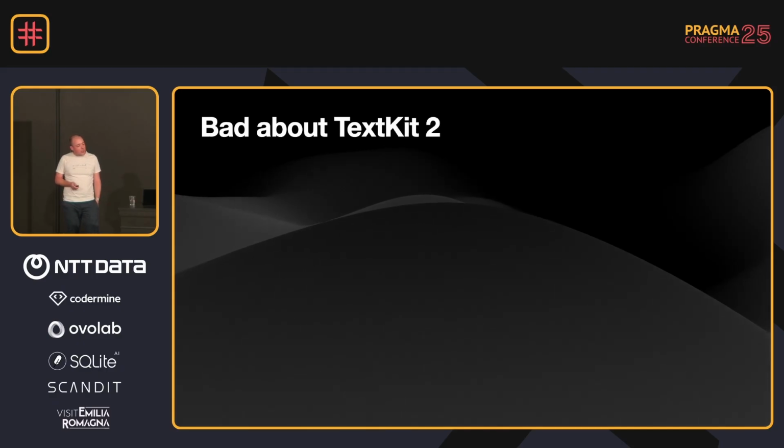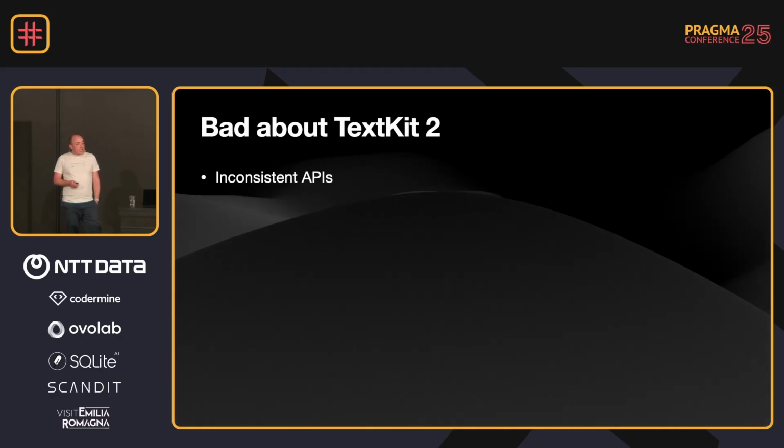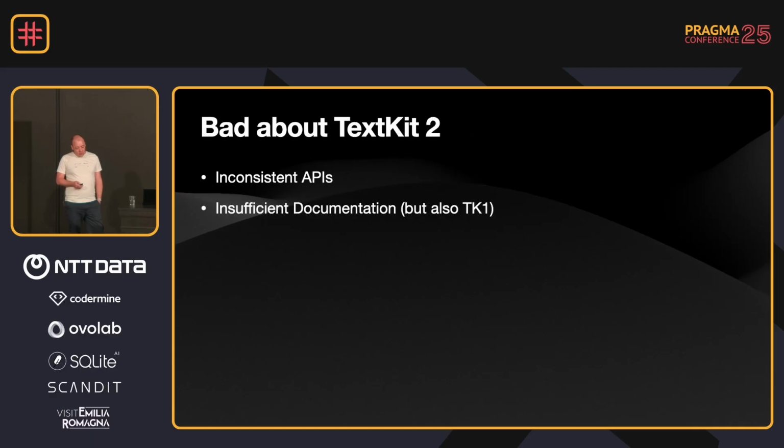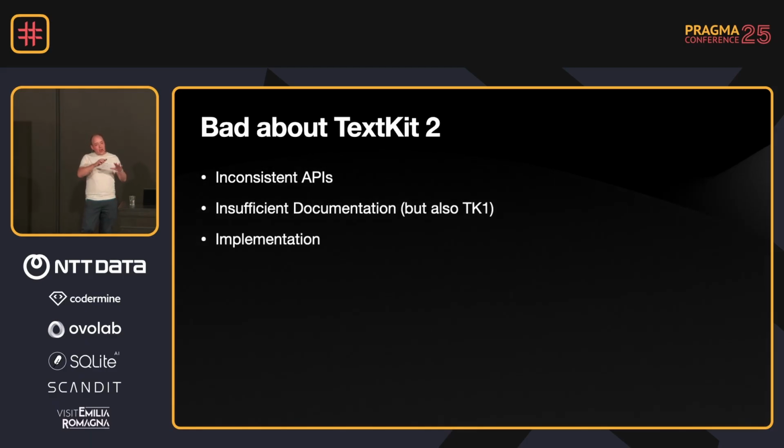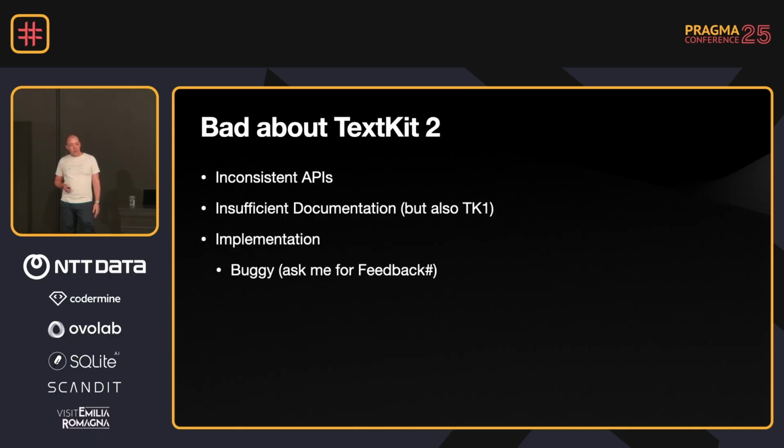There are things bad about TextKit 2. It has really inconsistent APIs. It's all unfinished. It's insufficiently documented. I mean, it's the same for TextKit 1, but still, the API design is good. The implementation is the real problem. It's buggy. You can ask me for like 100 feedback numbers.